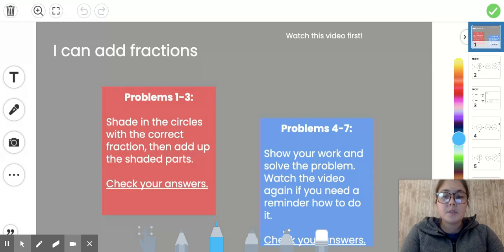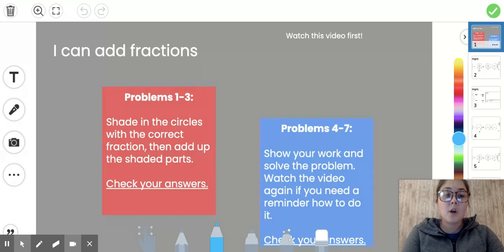On this first page, it says problems 1 through 3: shade in the circles with the correct fraction, then add up the shaded parts. Check your answers. Problems 4 through 7, show your work and solve the problem. Watch the video again, that's this video, if you need a reminder how to do it. Check your answers.